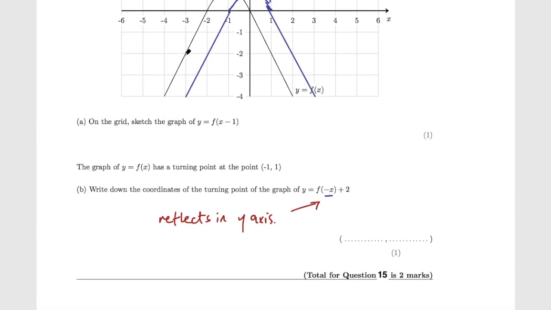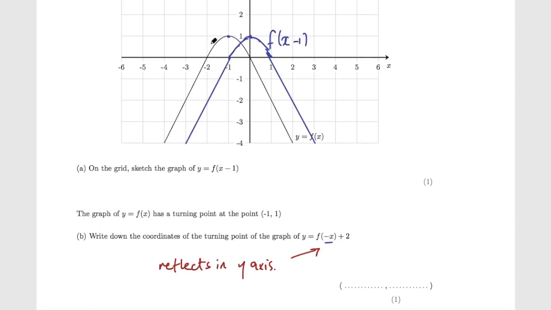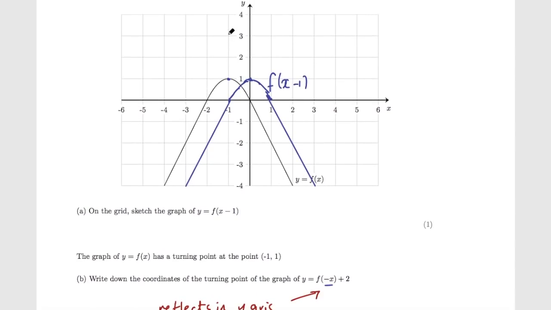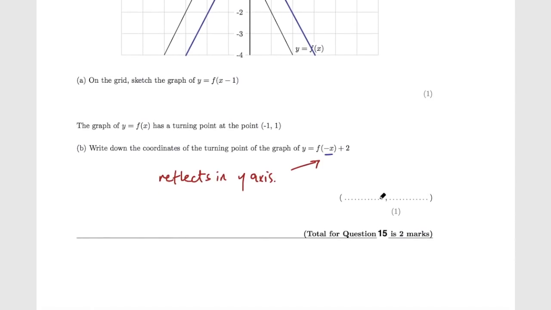And plus 2, that's just a vertical shift up. So the graph would shift up 2 and reflect in the y-axis. So it'd be here. And the new turning point would be up here. So the new turning point would be 1, 3.